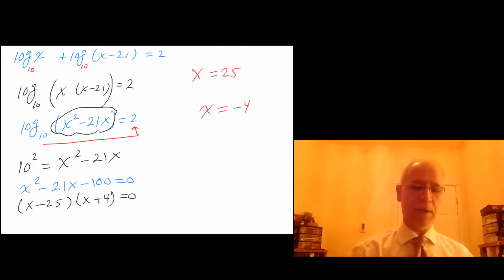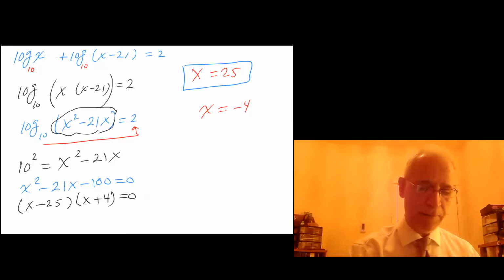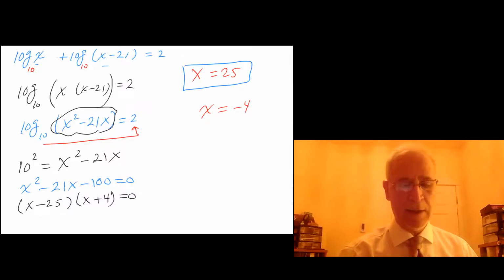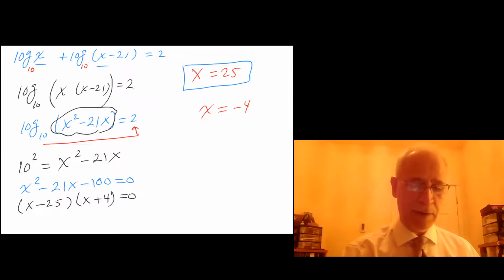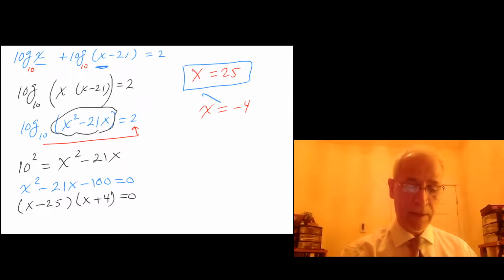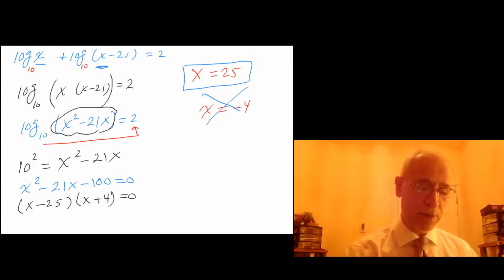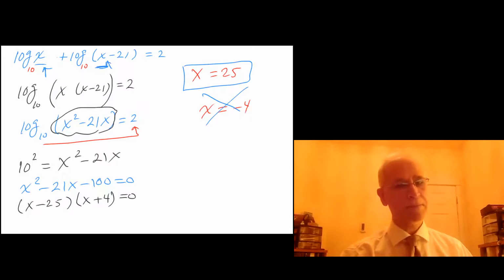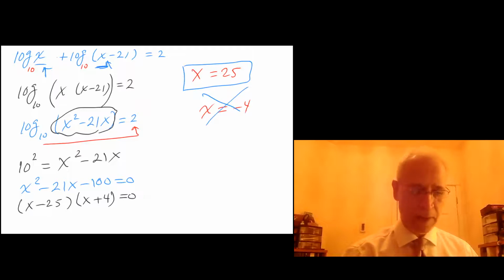Last step is to check. I can go ahead and plug this x equals 25 in here and in here. It wouldn't give me any problem because here 25 minus 21 is positive 4. So 25 is a valid answer. However, -4 is not, because I cannot plug -4 in here nor in here. Negative numbers are not part of the domain of logarithm.